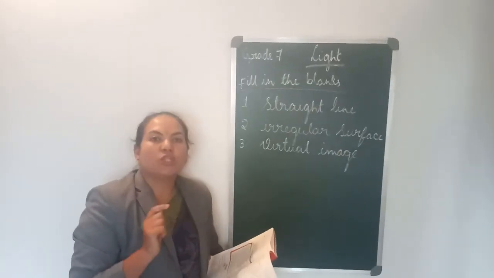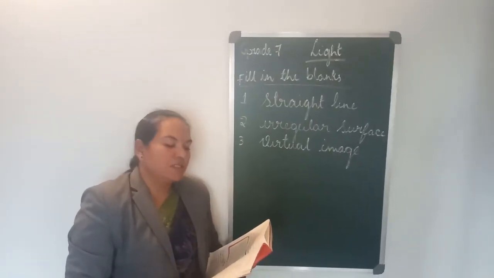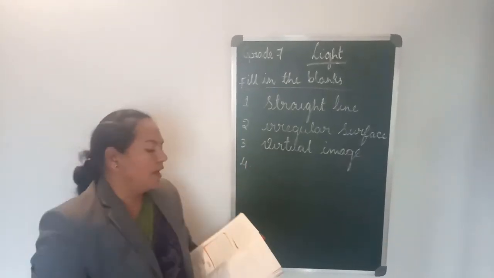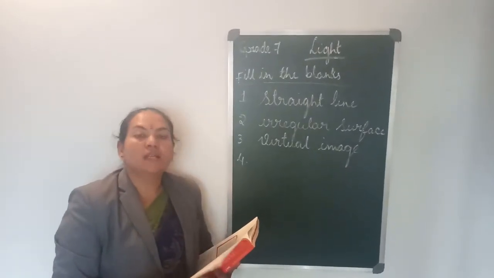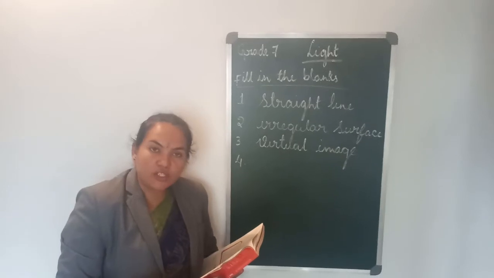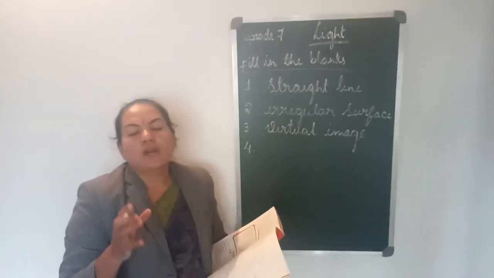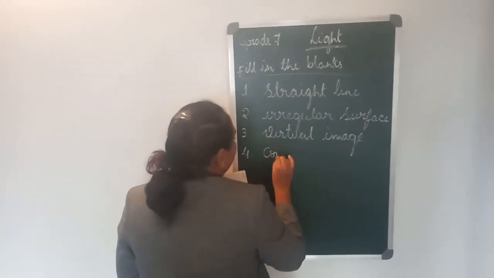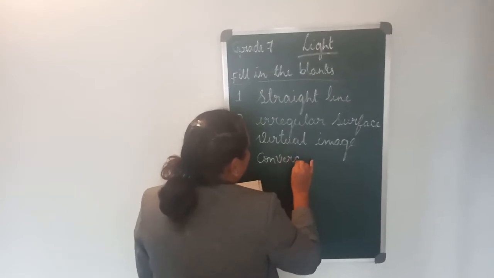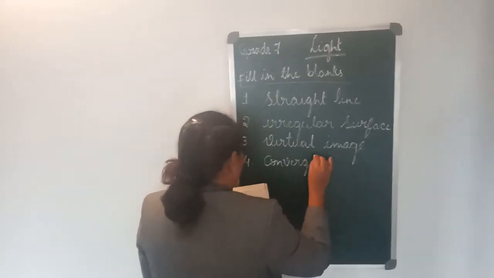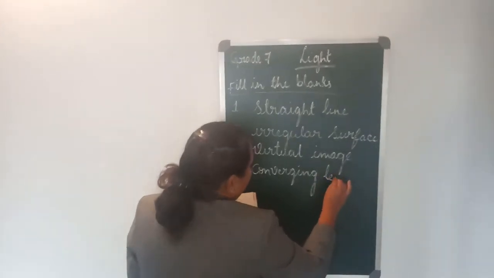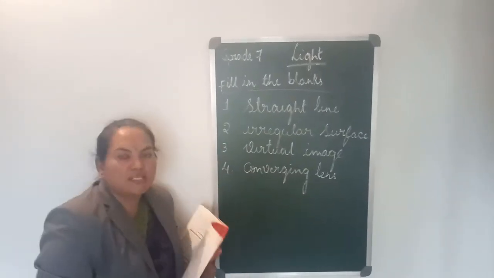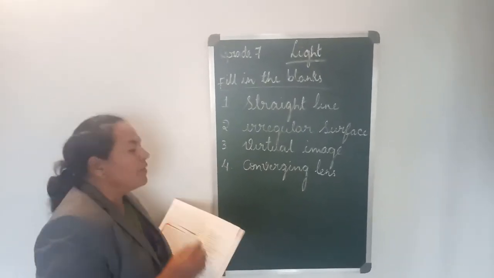Now let us move to the 4th question. A concave lens is a dash lens. Options are diverging, converging. Now concave is called as converging lens. Now answer is converging. Converging lens. Concave lens are called as converging lens. Please write down. Next. Fifth question.